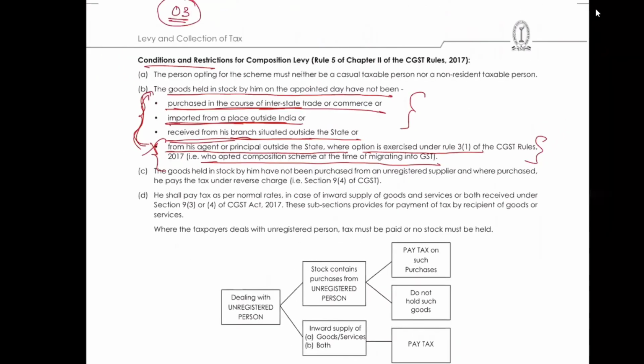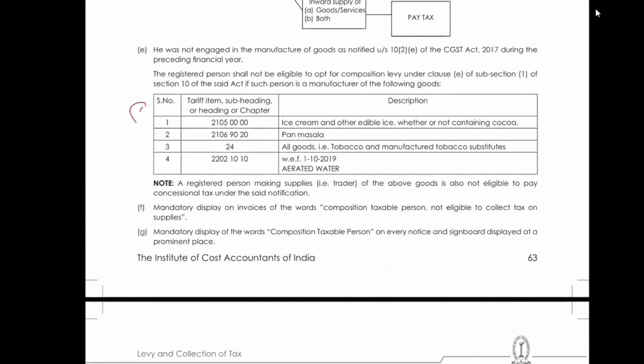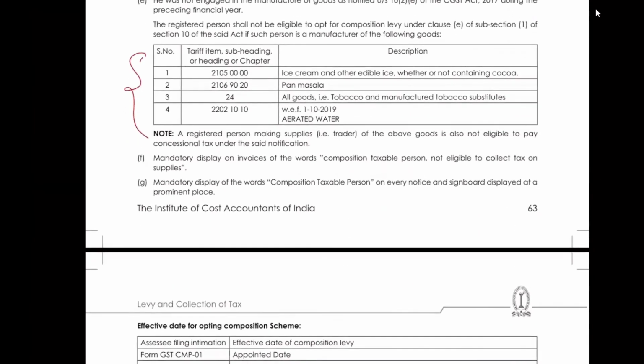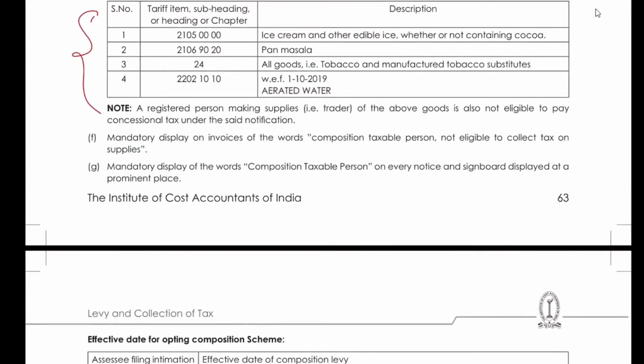The rest of the conditions we have read. The goods about those products I have told you. One more thing: the one who is registered as a composition dealer shall always display on his invoice the mandatory words "composition taxable person, not eligible to collect tax on supplies". It is mandatory under the rules. I am not able to recall the rule right now, but if I'm not wrong, 3.1 is the rule. So on the invoice it is mandatory, as well as the display of the words composition taxable person on every notice and signboard displayed at prominent places.